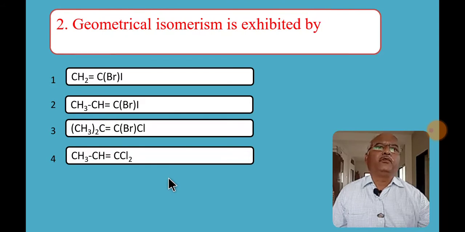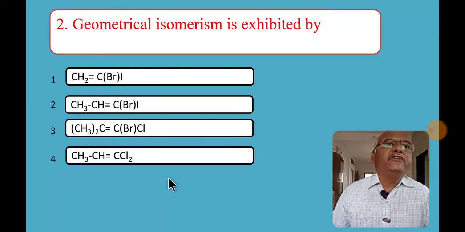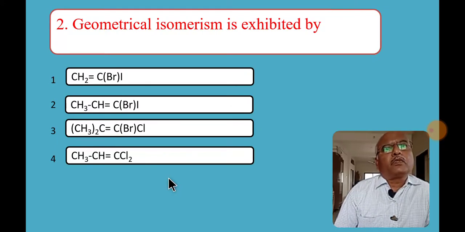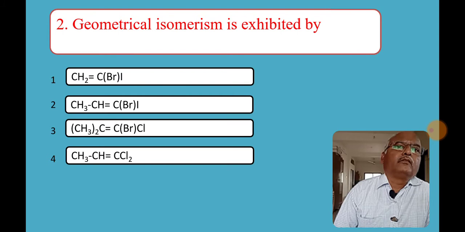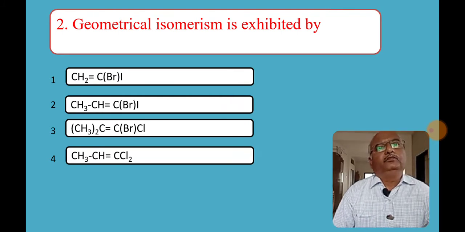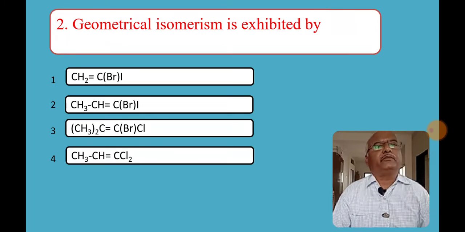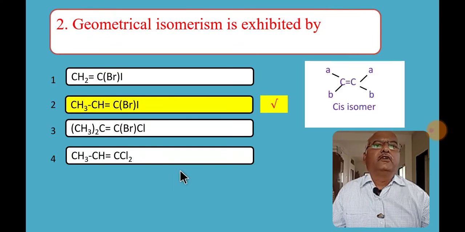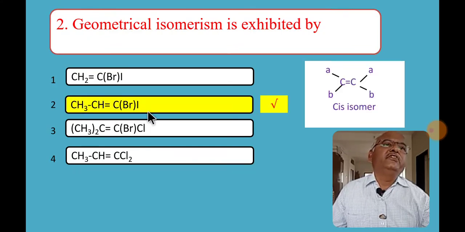Second question, geometrical isomerism is exhibited by. Read the options. This is really a good question. You have to decide which is the correct answer. Check your answer. The second answer is the correct answer.